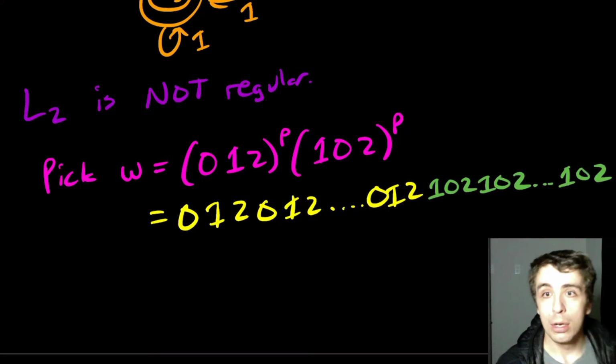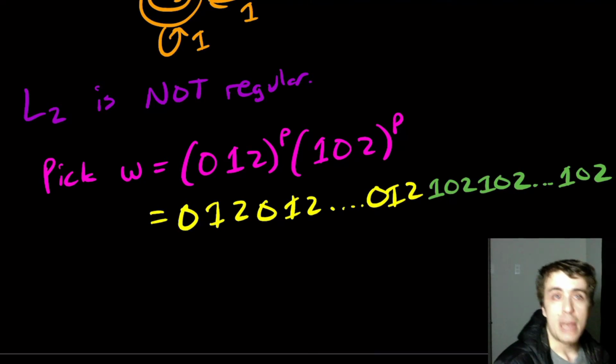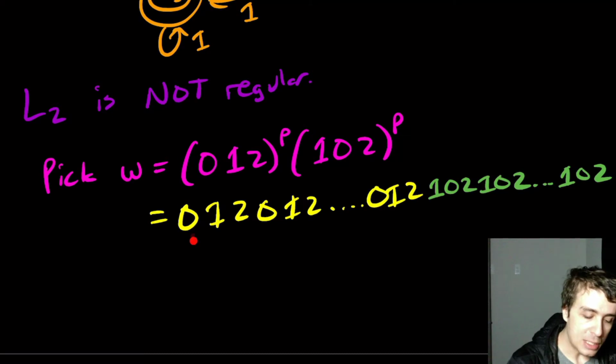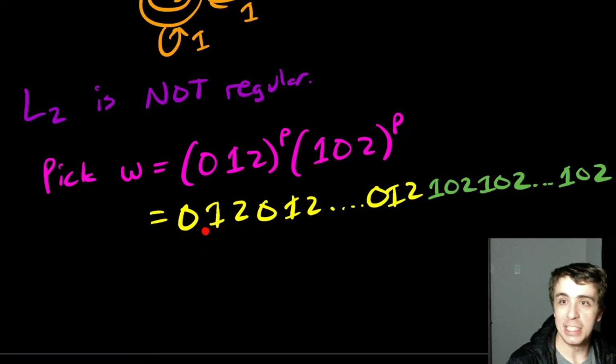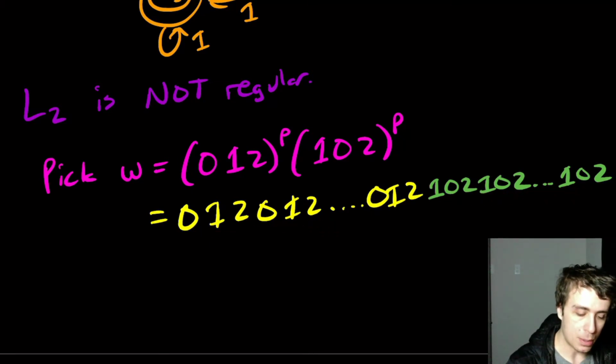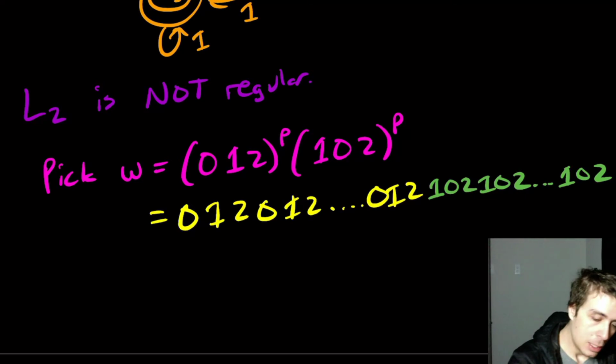Okay, so I claim that this is a good string to pick. Why? Because the pump piece must live in this segment right here, so the number of 1 0s will never change. But I'll try to change the number of 0 1s. So what can we do here?